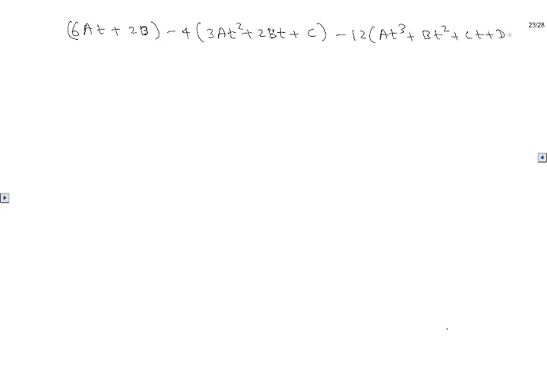So the first term simply becomes 6(at + 2b), that's the first term, minus 4 times the second term, which is 3at² + 2bt + c, that's the second term, minus 12 times the last term, which is at³ + bt² + ct + d, which is equal to whatever is on the other side. The other side is 2t³ − t + 3.